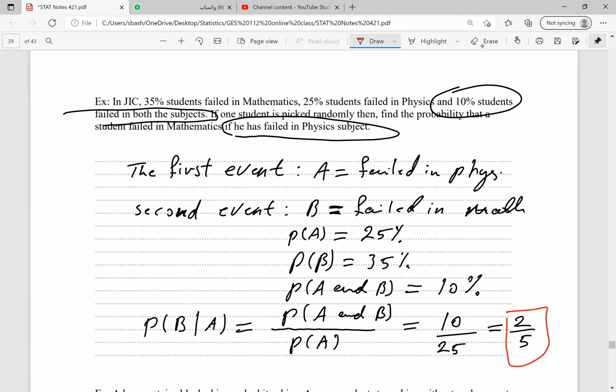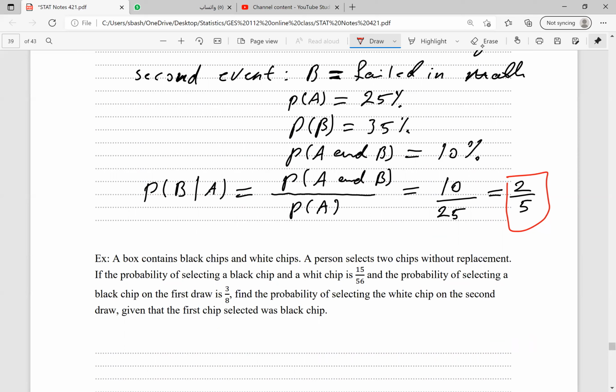One more. A box contains black chips and white chips. A person selects 2 chips without replacement. If the probability of selecting a black chip and a white chip is 15/56, and the probability of selecting a black chip on the first draw is 3/8, find the probability of selecting the white chip on the second draw, given that the first chip was a black chip.